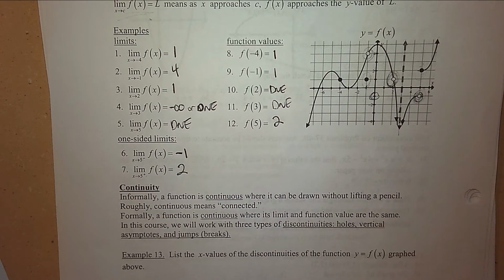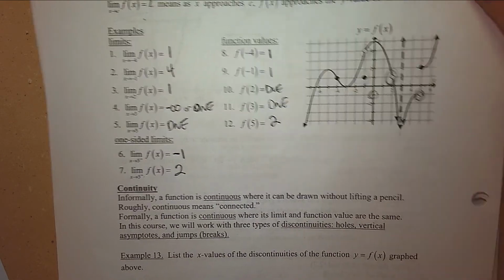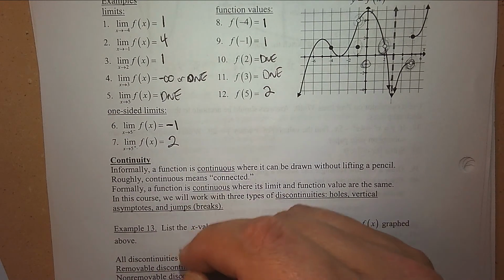So in example 13, list the x values of the discontinuities of f at x. So where's the function not continuous on that graph above? When x equals what? 1. Negative 1. What else?